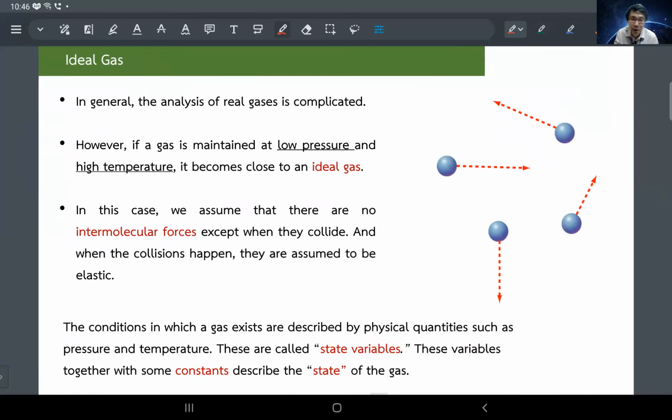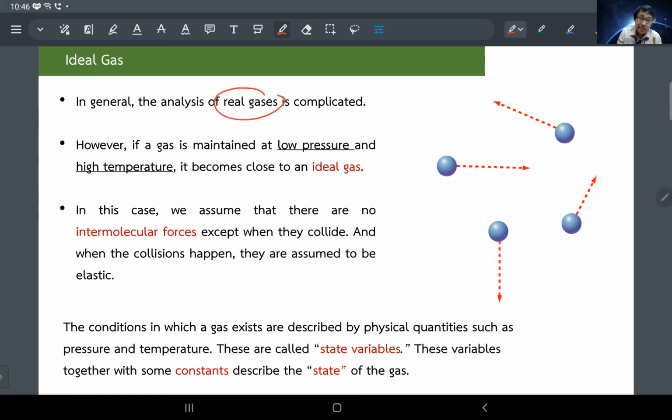All right, I'll show you why. We're going to stick with gas mainly, and we're going to learn a lot about this. First, we assume that the gas is an ideal gas. It's not like a real gas, because the real gas is complicated.